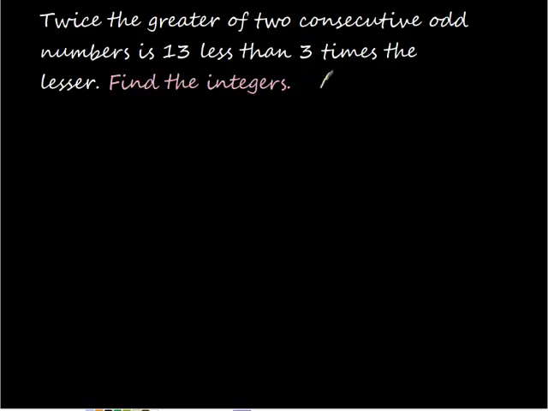One is that I always let x equal the smaller of the two numbers. So in this case, the smaller odd number. This is the smaller. And then I'm going to start building the equation. The equation says that it's 2 times the greater of two consecutive numbers.